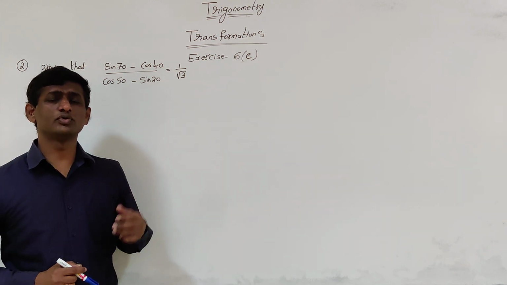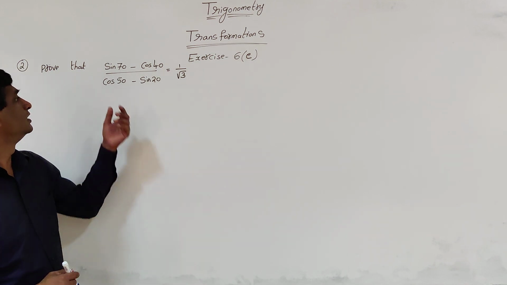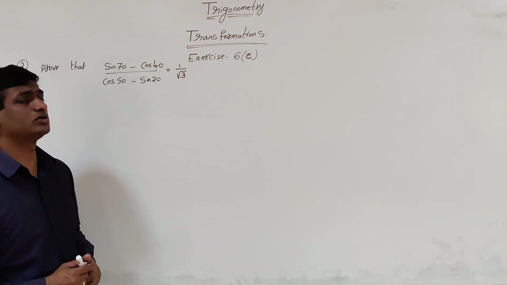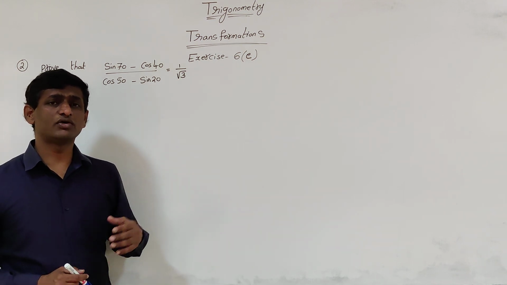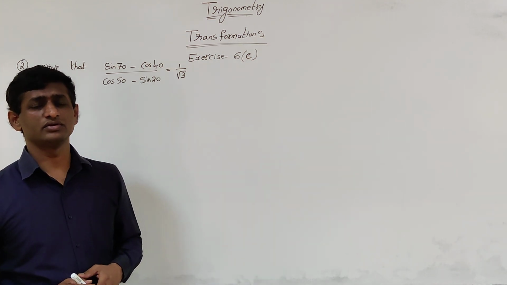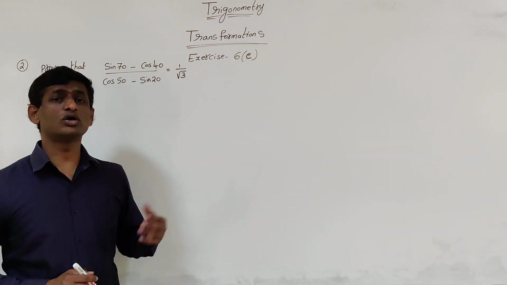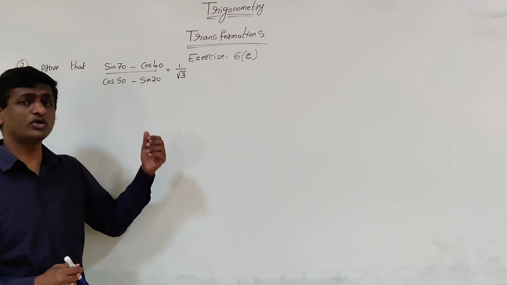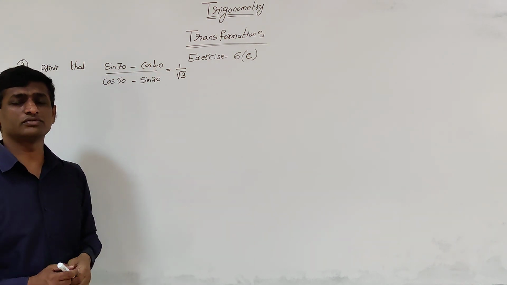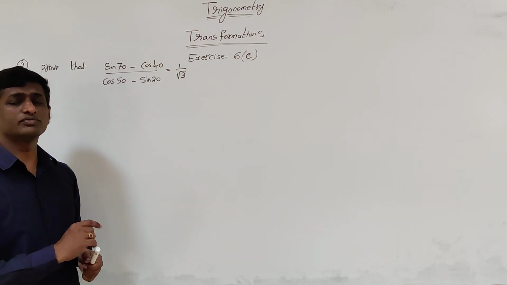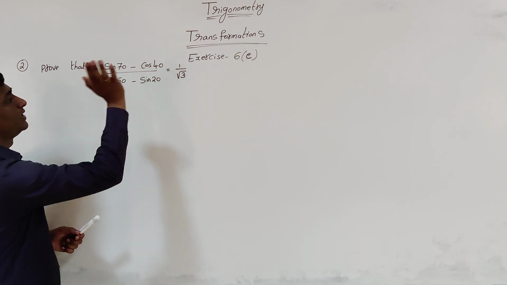Second problem, prove that (sin 70 minus cos 40) by (cos 50 minus sin 20) is equal to 1 by root 3. We have seen the transformations of sin C plus sin D, sin C minus sin D, cos C plus cos D, cos C minus cos D. But we have not seen this type of form, sin C minus cos D. There is no transformation for it.